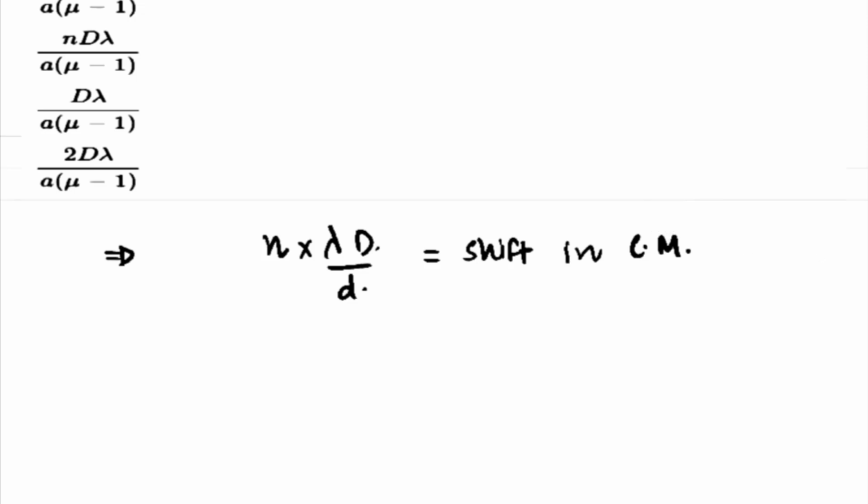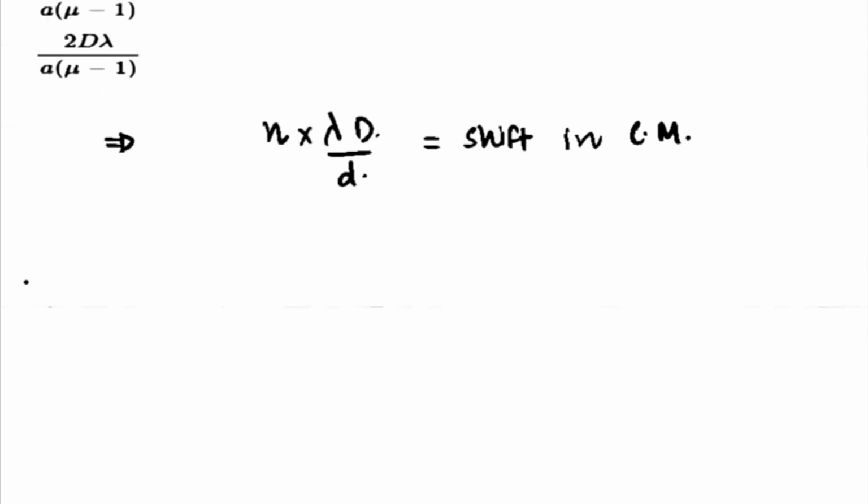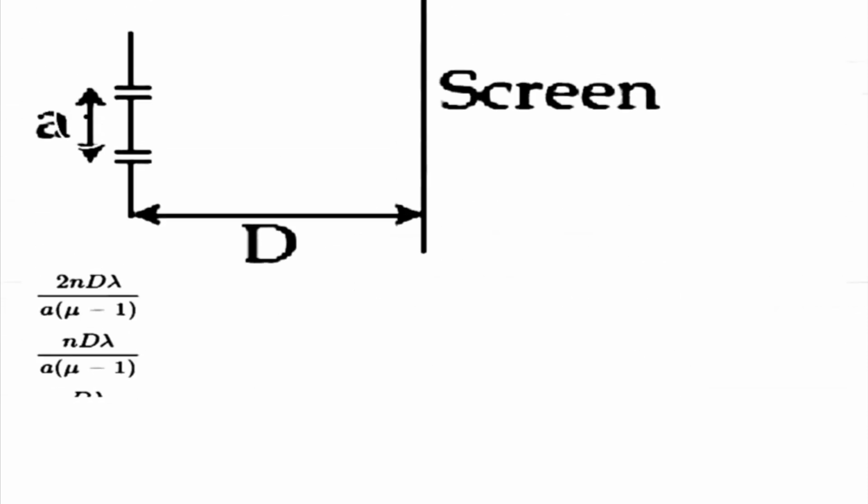And when this shift is happening, when a plate is introduced in front of one of the slits, the central maxima, which was supposed to be formed here, is now shifted here. So this is the new position of the central maxima, and this part is what we are calling the shift, and this we can also call y, right?